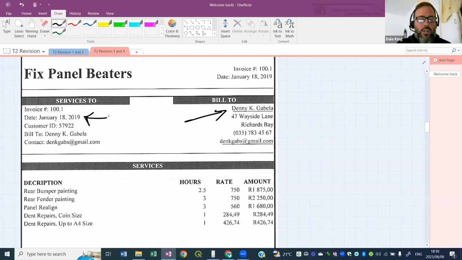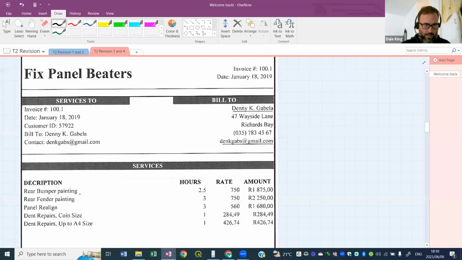So I'm just looking at all the information on this invoice because you've got to familiarize yourself with what's on here. They could ask anything. And there's a lot of easy questions that usually come with these invoices and statements they put in there. So you've got to familiarize yourself with all the information that's there. Have a quick glance through it before you start looking at the questions. Okay. So we've got a date there, we've got a customer ID.